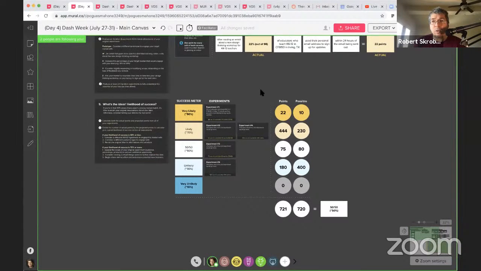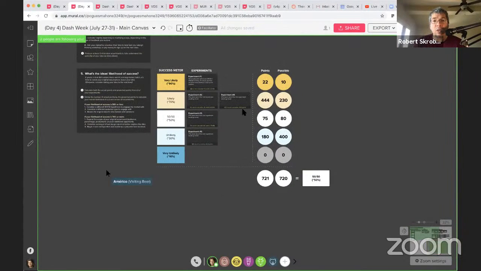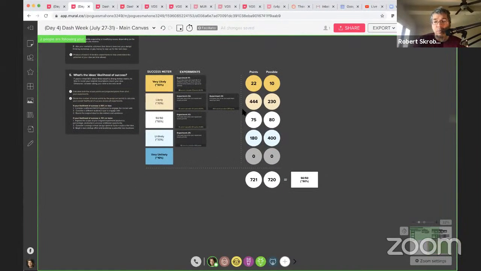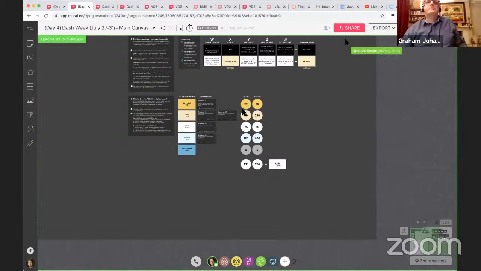Graham, do you mind if I bring over your Bayes theorem one? If you have it handy, you can bring it right in. Let me just fetch it quickly.